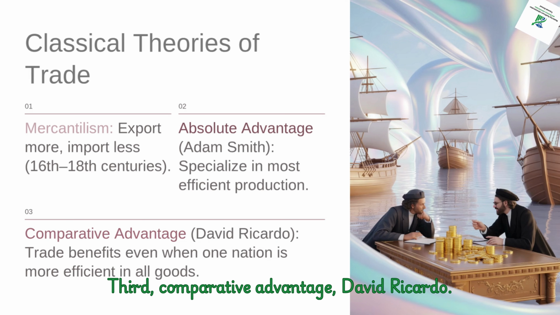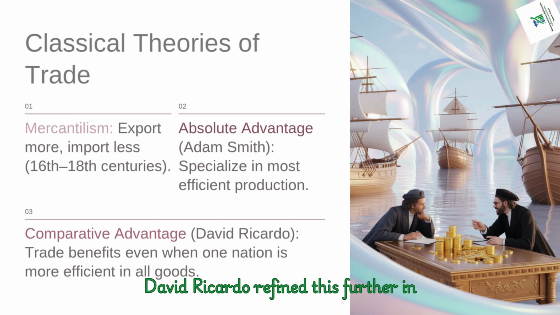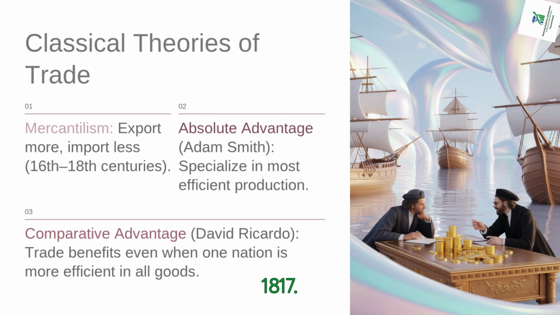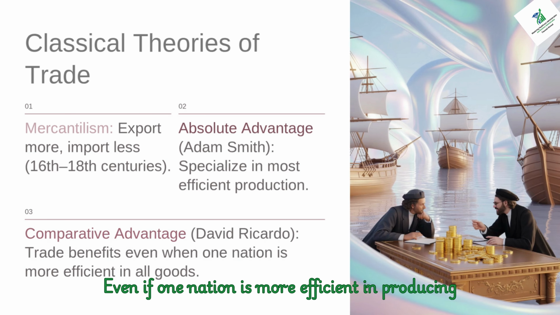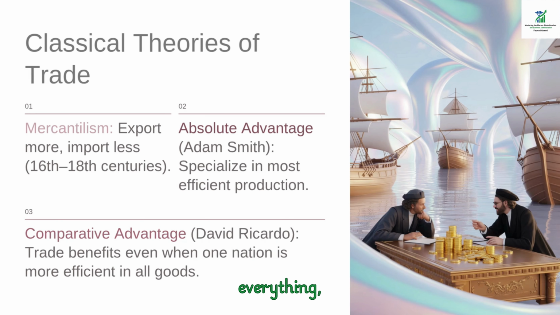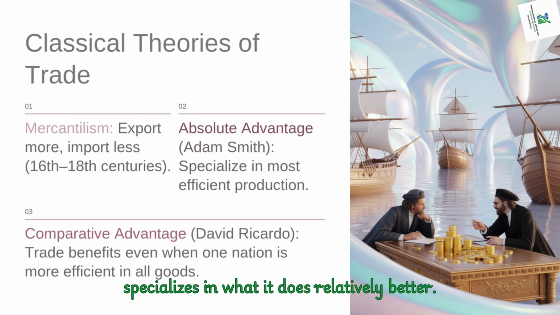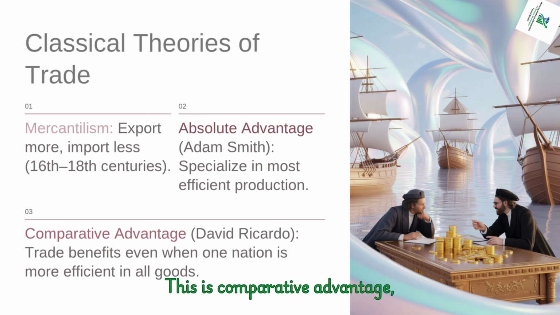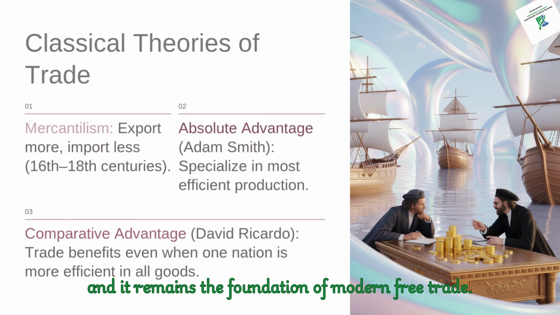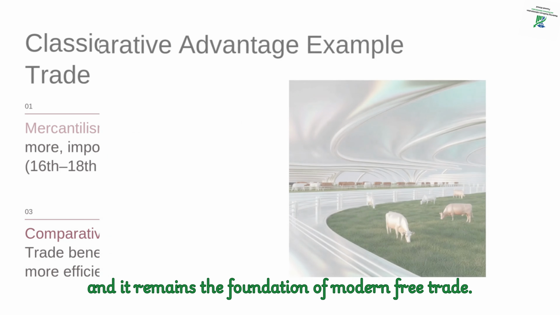Third, comparative advantage. David Ricardo. David Ricardo refined this further in 1817. Even if one nation is more efficient in producing everything, trade can still benefit both parties if each specializes in what it does relatively better. This is comparative advantage, and it remains the foundation of modern free trade.